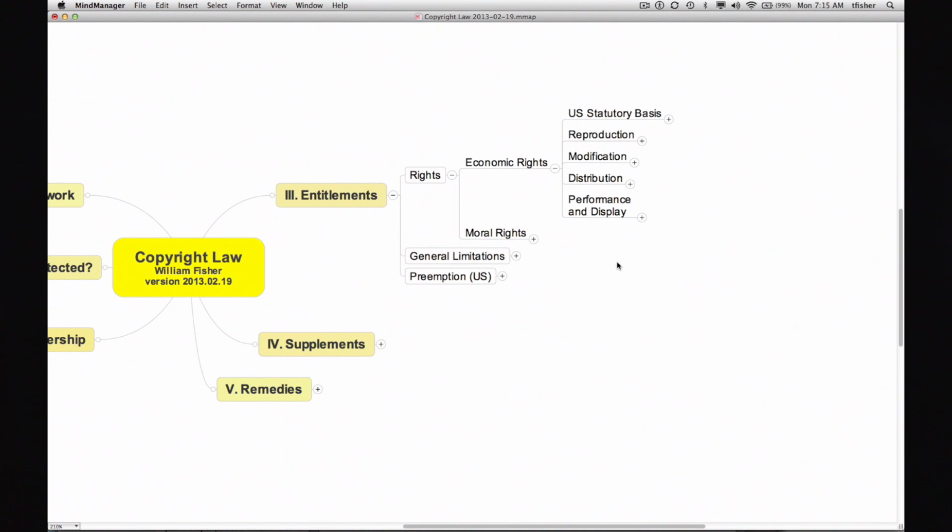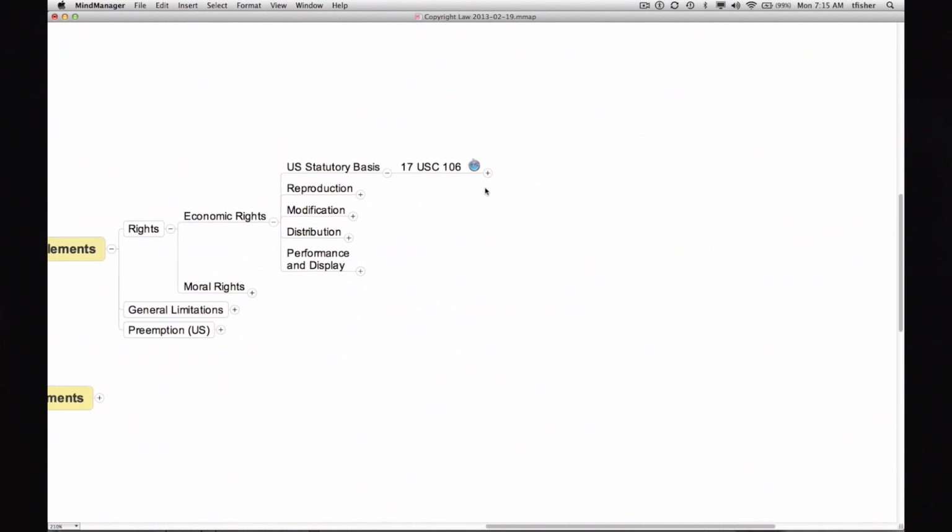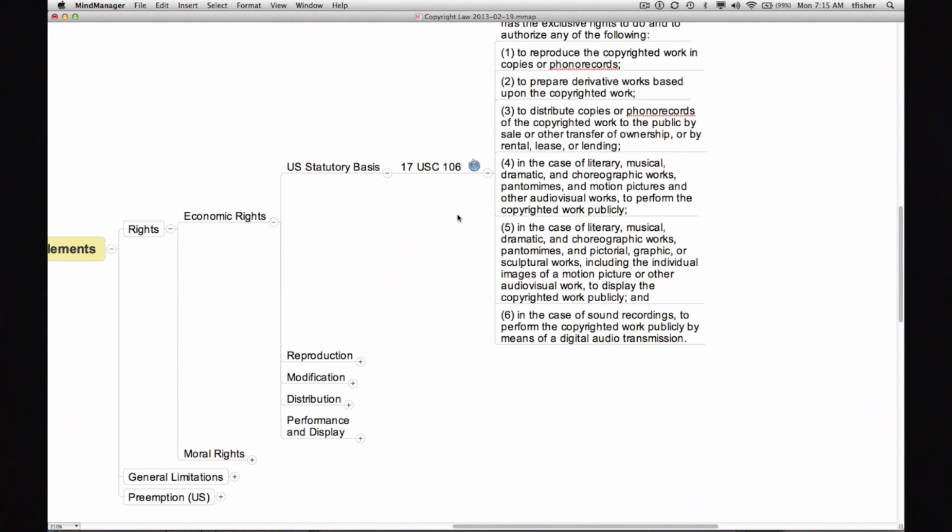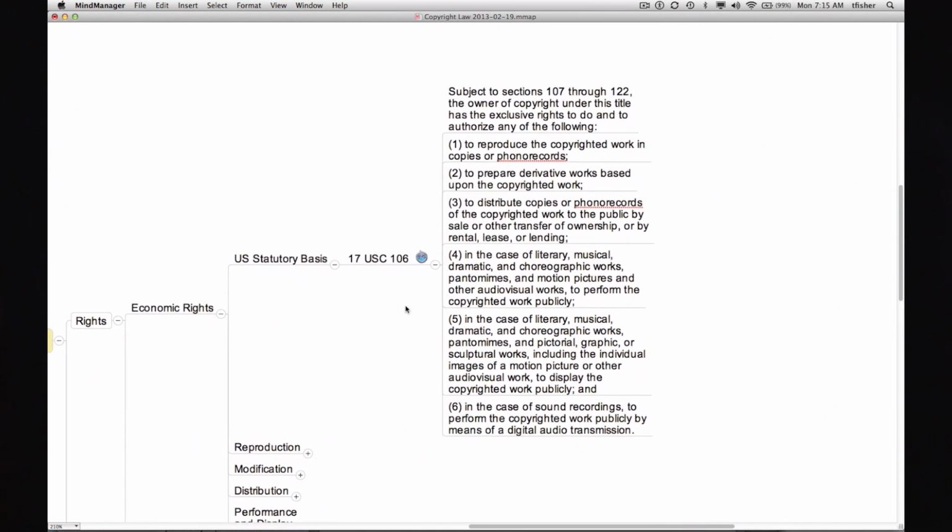So, let's begin. Section 106 of the U.S. Copyright Statute confers on copyright owners a broad and seemingly unqualified set of rights. Here they are. Sections 107 through 122 then carve out of those rights a long list of exceptions. Some of those exceptions are very specific and narrow, others are broader. The broadest of all is the fair use doctrine, embodied in Section 107, which we'll discuss in 2 weeks.